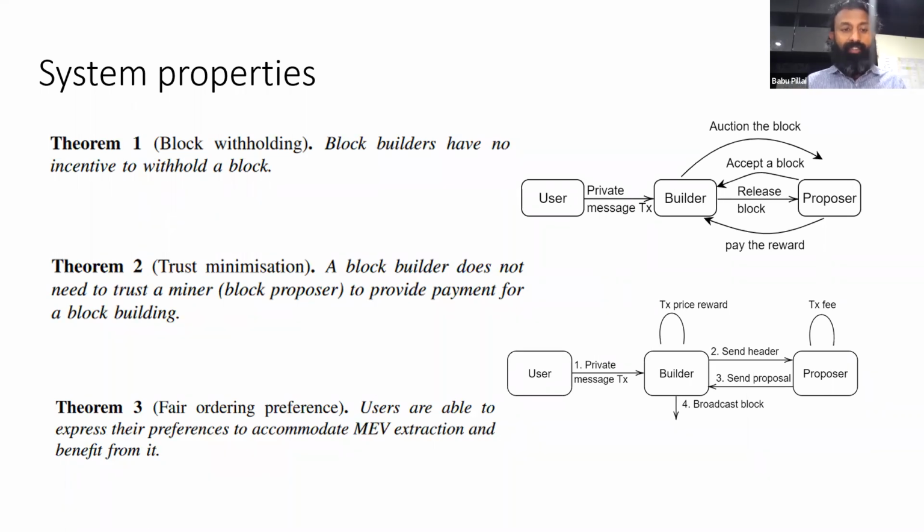And lastly, fair ordering. Here, users have a say. Users can increase their percentage to say, look, I'm happy to pay a higher percentage of the MEV I'm saving. So they are able to buy more fairness in that sense.